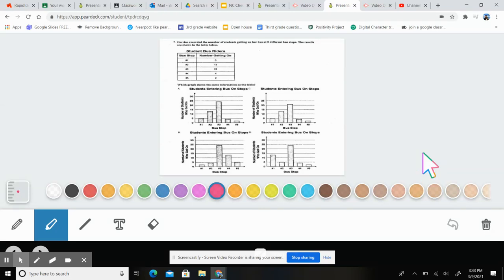Hi guys, so we are still working on packet number 1 with data questions, and I realize this is not a very clear copy, so make sure you have your paper copy out in front of you. We're going to tackle a question with bar graphs.